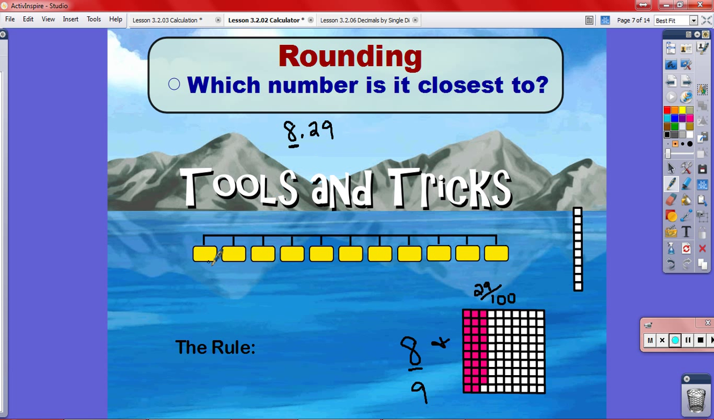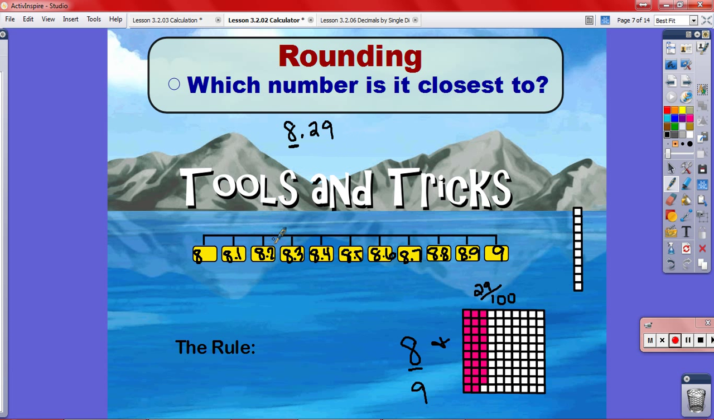If I put this on a number line, well, this number is between 8 and 9 because I'm looking at the whole number place. So the problem here is that I would need 100 spaces to get to the other side. So I'm going to ignore the 9 for now and just put 8.1, 8.2, 8.3, 8.4, 8.5, 8.6, 8.7, 8.8, and 8.9 on here. Well, where would 8 and 29 hundredths fall?